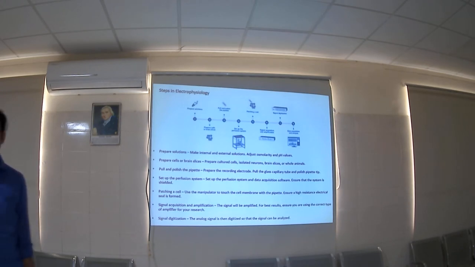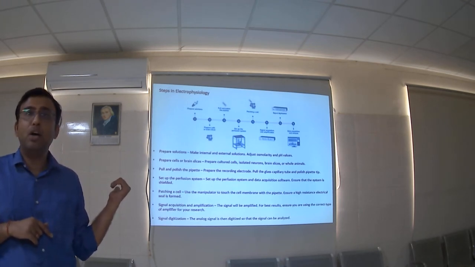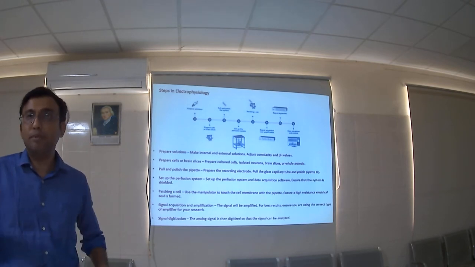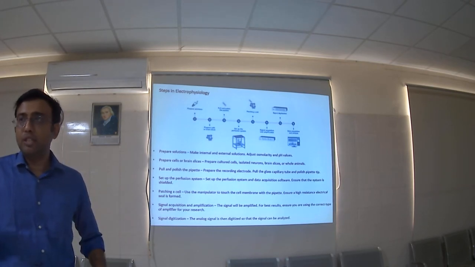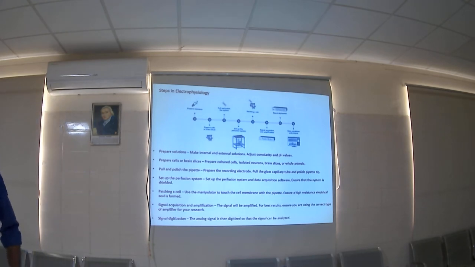For example, if we want to patch a neuron, we should know what is inside the neuron, what is the ionic concentration, right? And what is outside the neuron? Because this patch clamp we are discussing is in vitro. If you remember from the last class, in vitro is the cell culture outside, right? So we have to maintain the cells in a proper optimum physiological state.